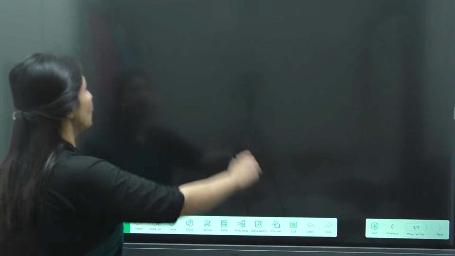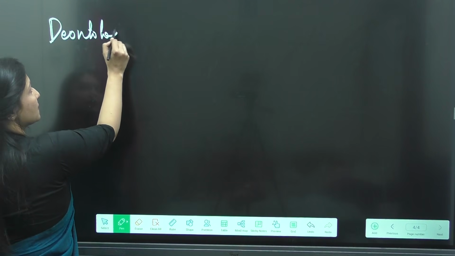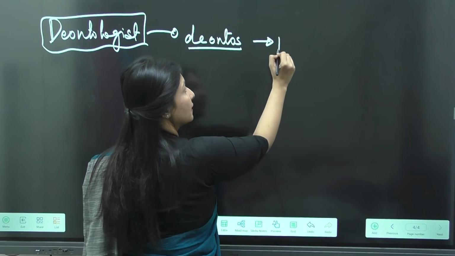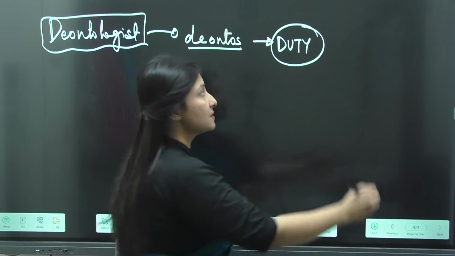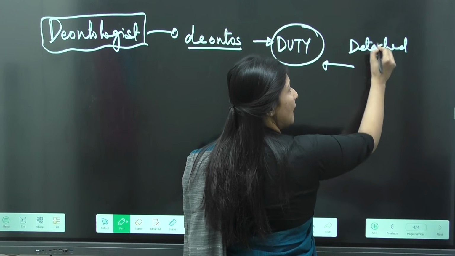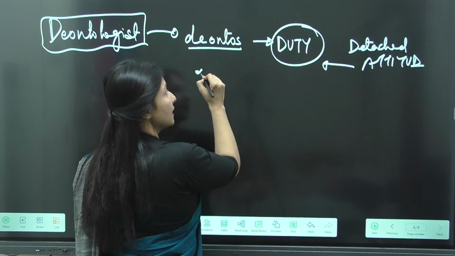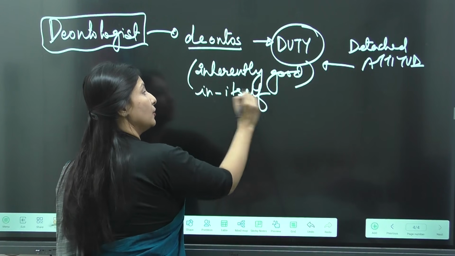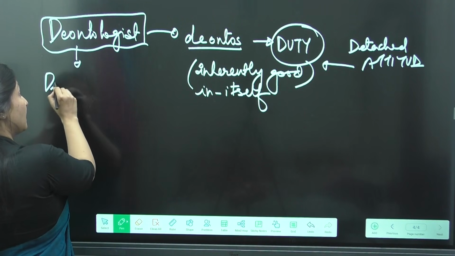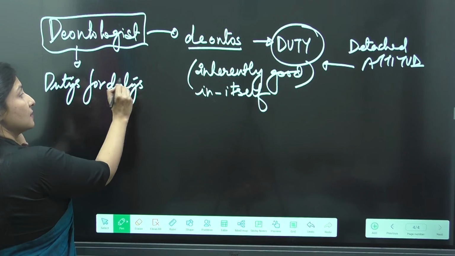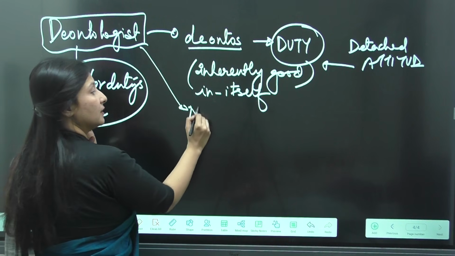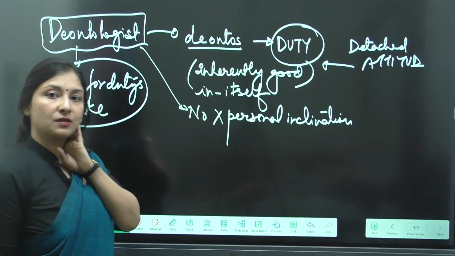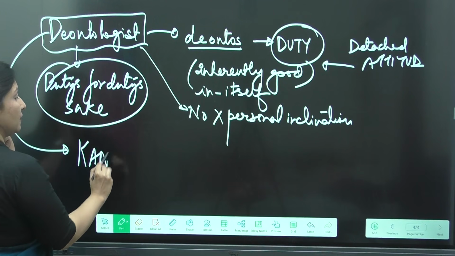Another point which I want you to note down is regarding the deontologists. Deontologists are those who base their theory on deontos, and the meaning of deontos here is duty. The duty which is done with a detached attitude. The duty is inherently good in itself, and you can quote it as duty for duty's sake. You have no other personal inclination or objective over here. Is it clear? The thinker we discuss among deontologists is Immanuel Kant.